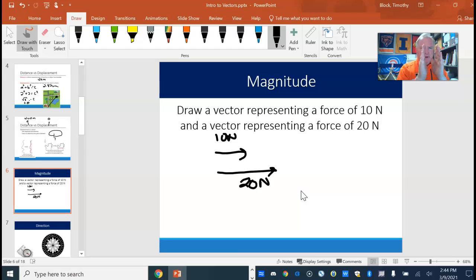If it's a small number, we'll draw a small arrow. If it's a bigger number, draw a bigger arrow. Okay, and make sure that there might even be some sort of correlation between them. So if this one's 10, then the 20 newton one would be twice as long.